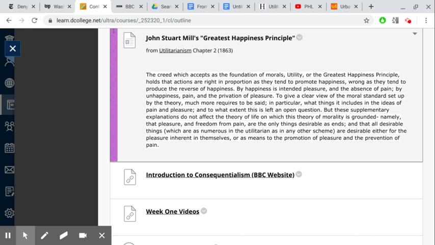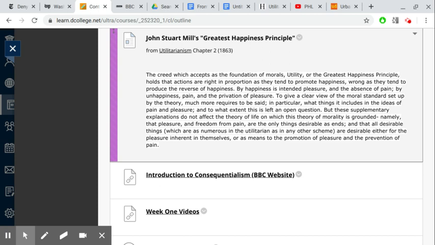He continues, but these supplementary explanations do not affect the theory of life on which this theory of morality is grounded, namely that pleasure and freedom from pain are the only things desirable as ends. So just as Kant found the human person to be something intrinsically valuable when he was explaining the second categorical imperative, and that serves as a kind of foundation for his theory of morality.